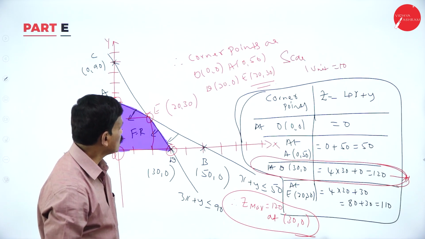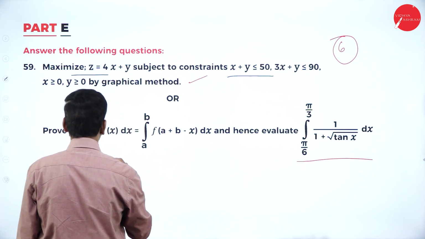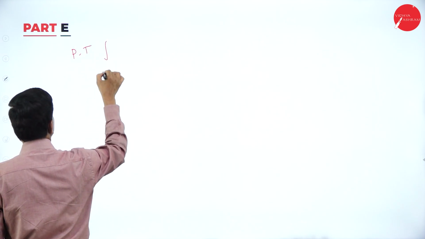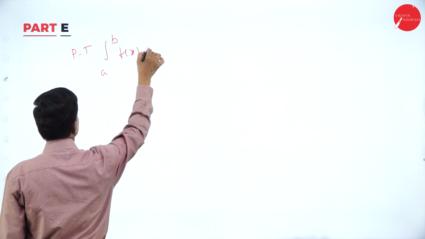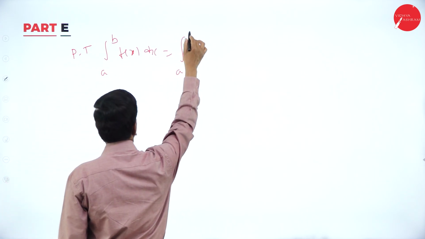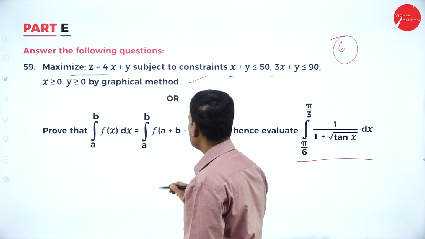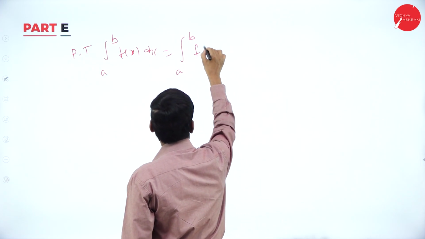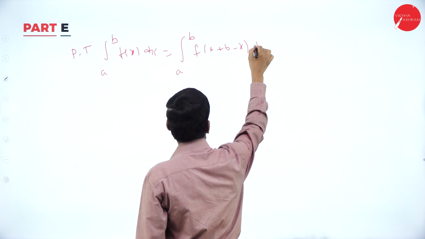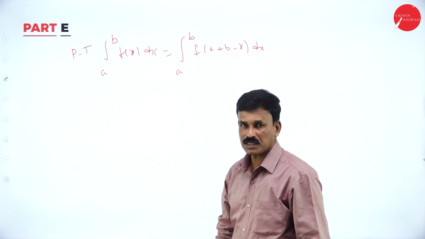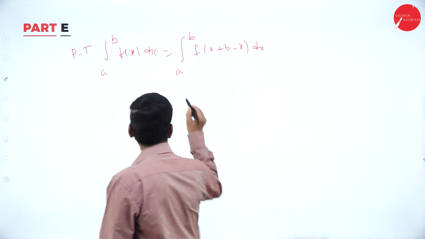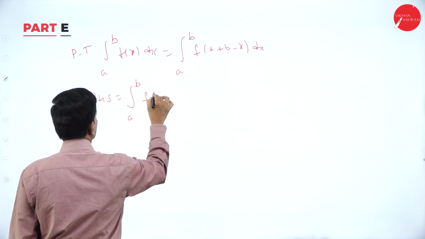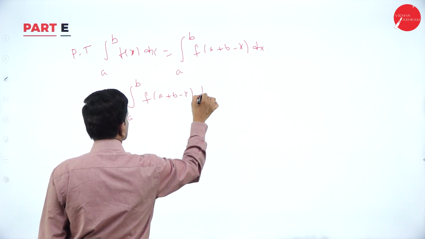Now, move on to the second part. The second problem is to prove that integral a to b f of x dx is equal to integral a to b f of a plus b minus x dx. This is the second part, right? Now, let us take RHS. RHS is integral a to b f of a plus b minus x dx.